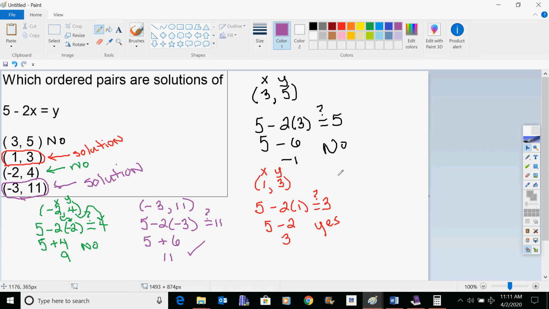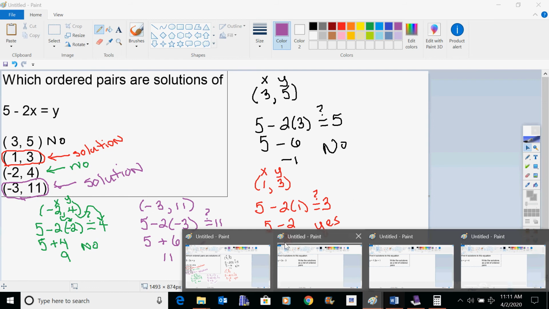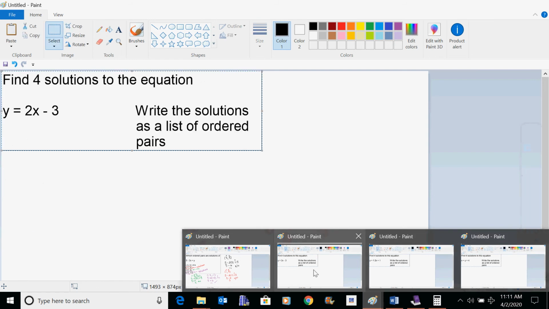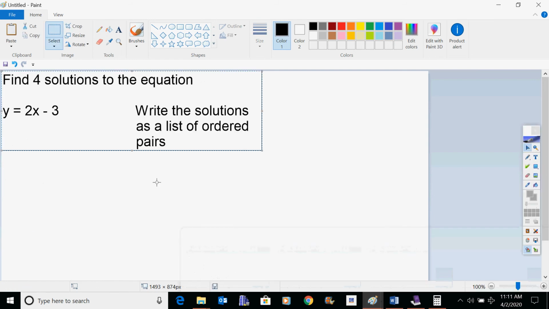I say some of these numbers. I said there are millions of them, and I'm never going to want you to find millions of them. What we're going to do is find 4. If we can find 4 solutions, that's going to be helpful for making what we'll call a graph. And we will get to that part tomorrow. But for now, let's work to find 4 solutions to this equation.